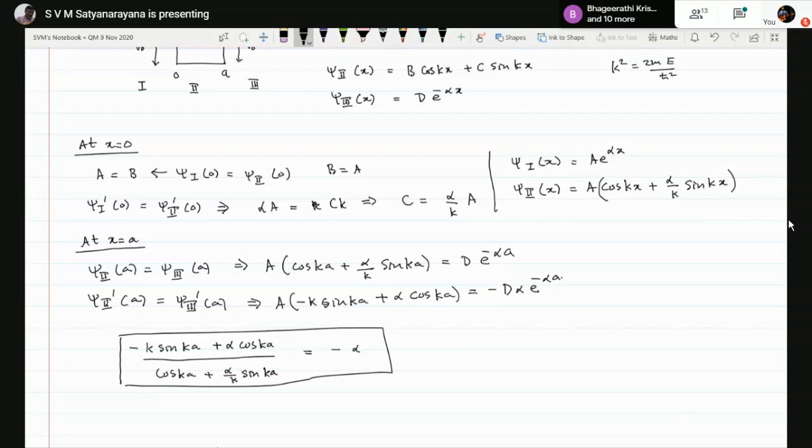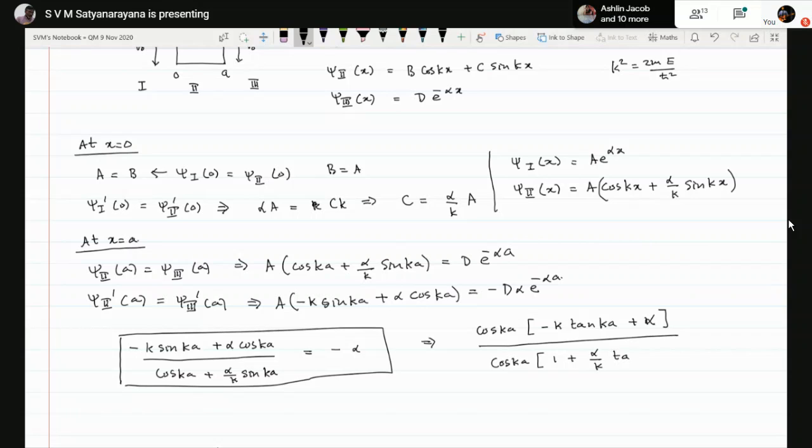Now suppose I pull out a cos ka from the numerator, then I have minus k tan ka plus 1 plus alpha, and from the denominator also I pull out a cos ka, then 1 plus alpha by k tan ka is equal to minus alpha. So this cos ka will cancel.